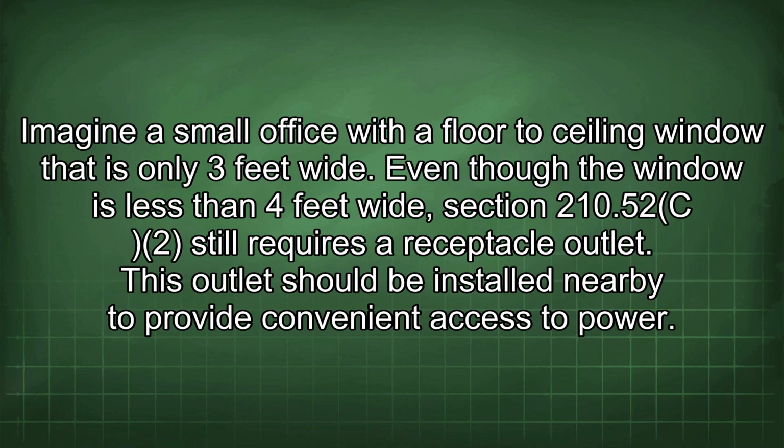Imagine a small office with a floor-to-ceiling window that is only 3 feet wide. Even though the window is less than 4 feet wide, Section 210.52(C)(2) still requires a receptacle outlet. This outlet should be installed nearby to provide convenient access to power.